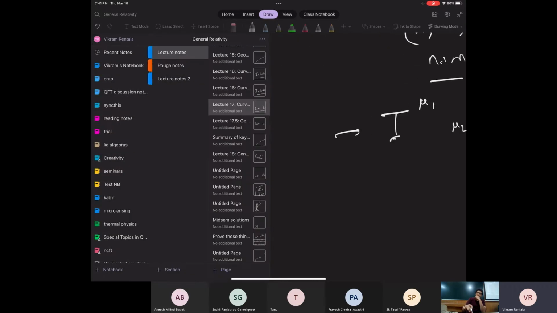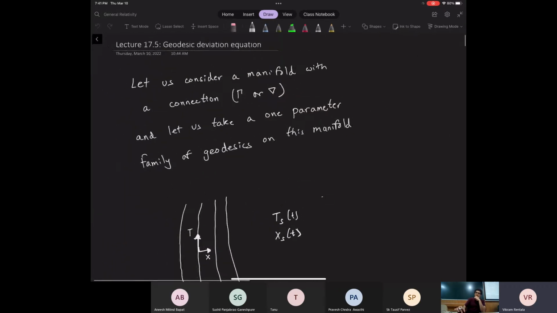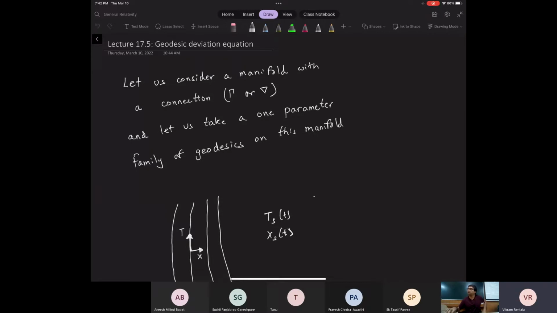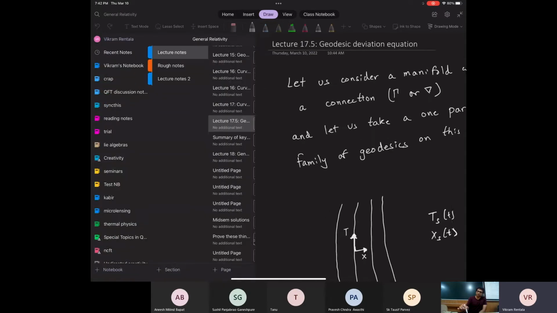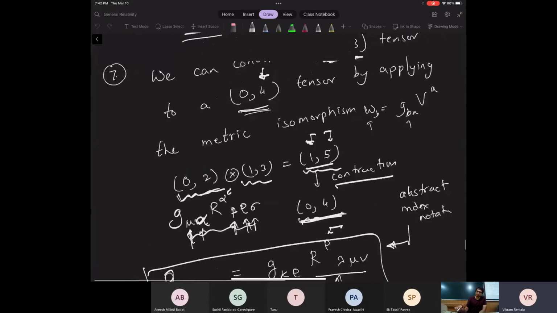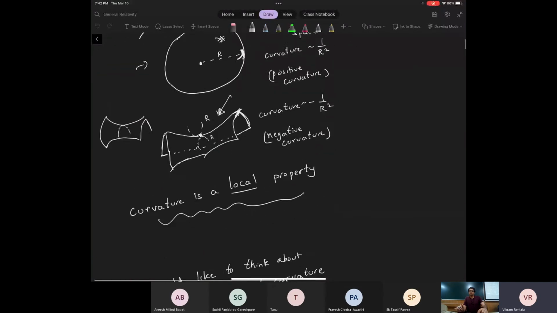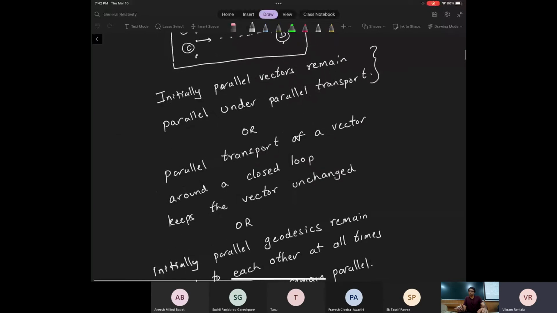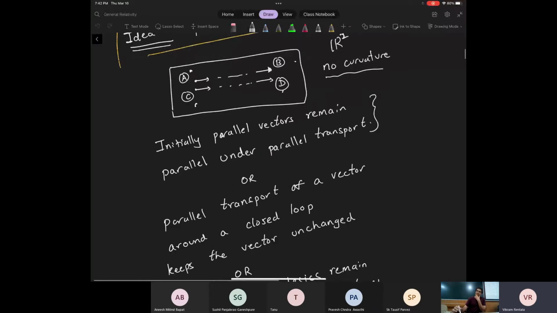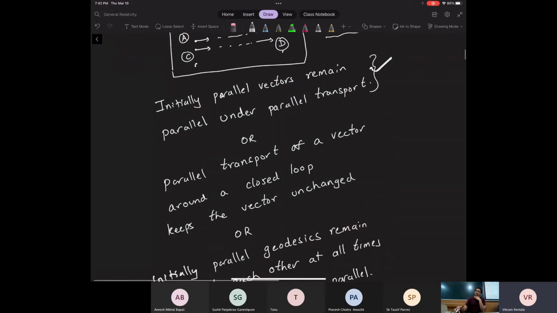There's one more mathematical thing to do before we move to trying to connect these mathematical ideas to general relativity. Let me just go back to that lecture on curvature. I told you that there are a couple of different notions of curvature, which are all equivalent. The first is that initially parallel vectors remain parallel under parallel transport, or parallel transport of a vector around a closed loop keeps the vector unchanged.